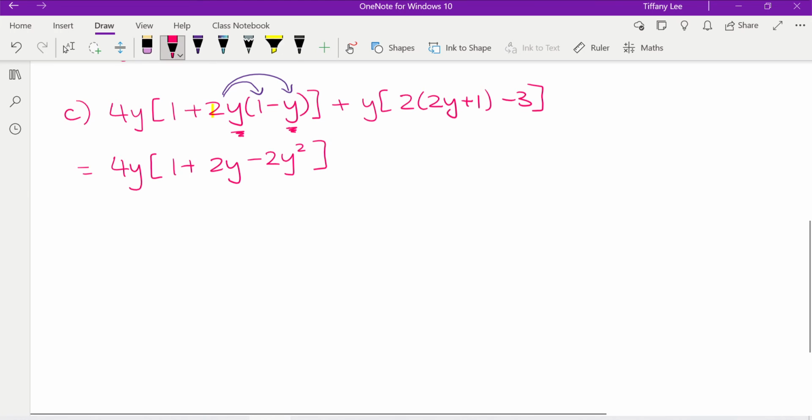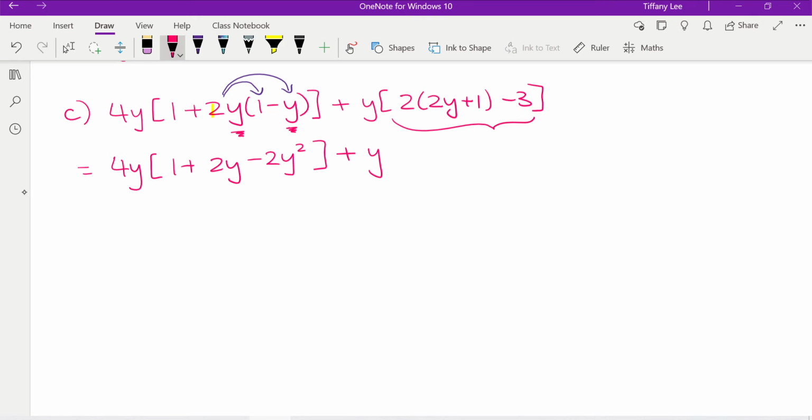Okay, let's take a look at this part here. Same thing, I have y times all of this inside my square brackets. I'm going to simplify my square brackets first. And I notice once again I have 2 times 2y plus 1, so I'm going to expand that.